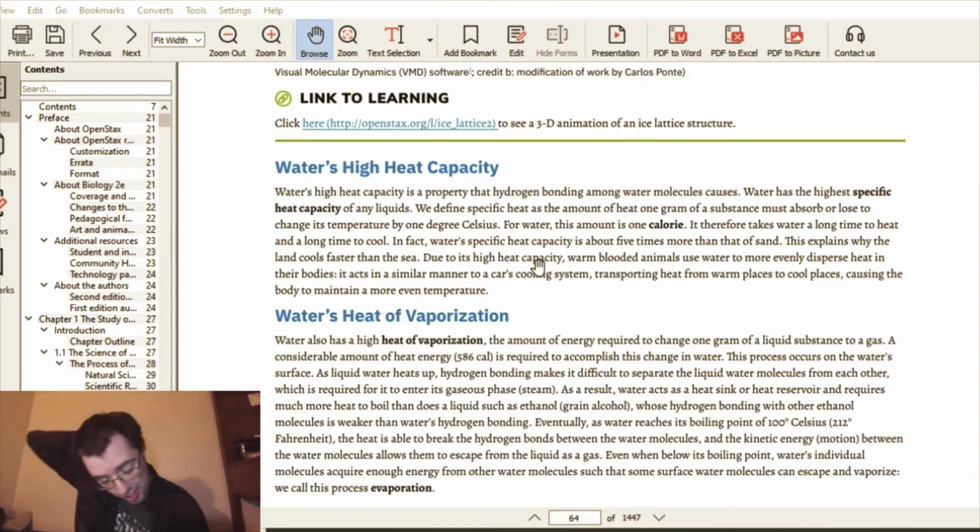By the way, I'm not a nutritionist, but I've heard that this term of calorie is not quite the same as the calorie we use, so just keep that in mind.